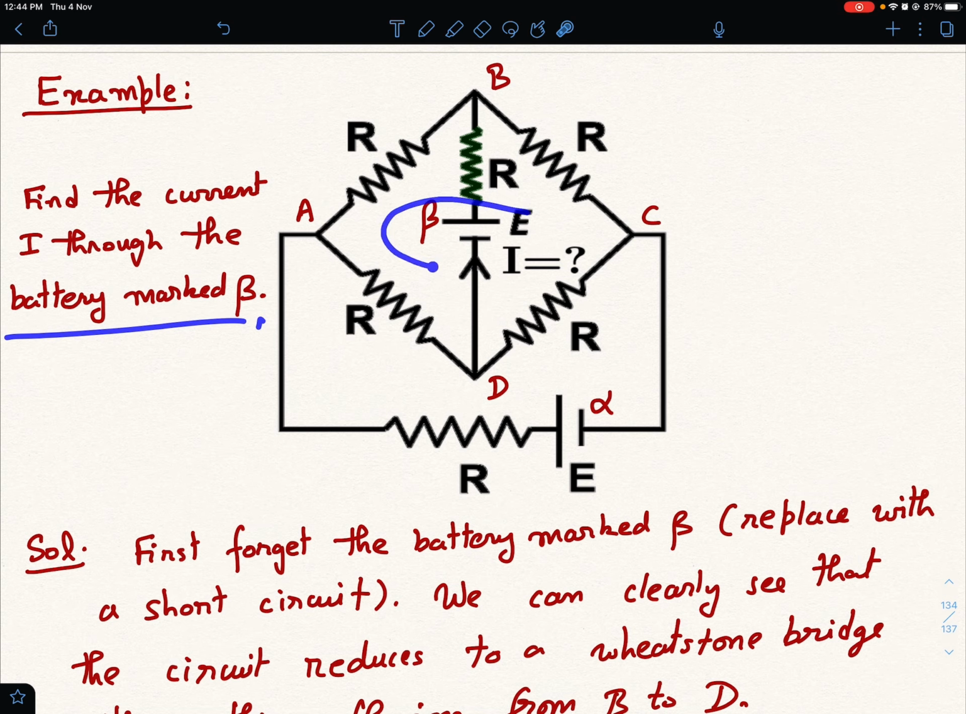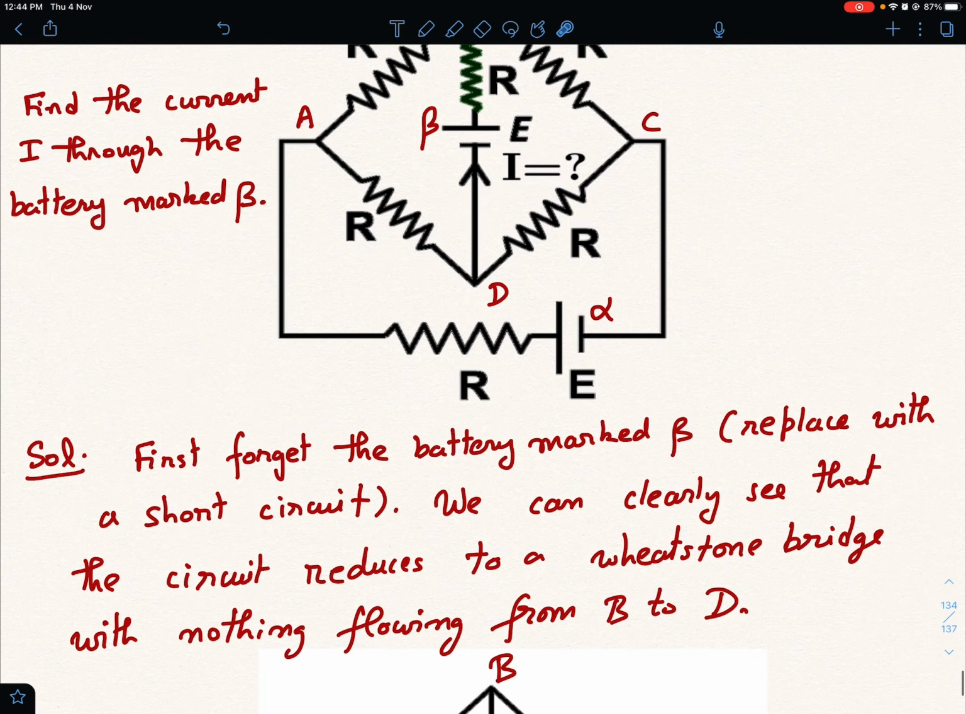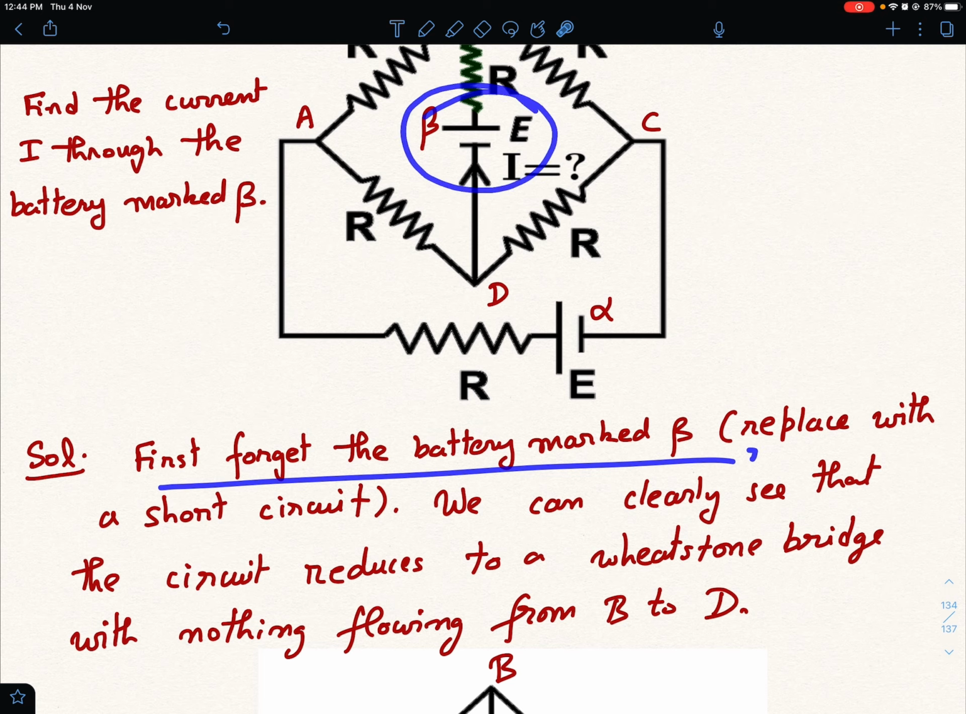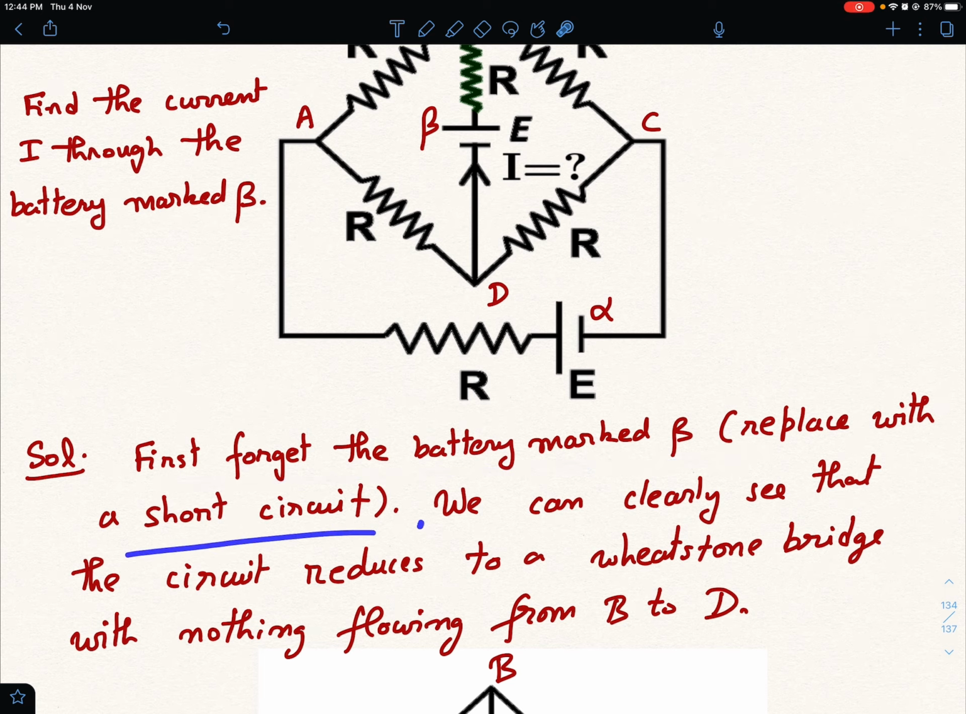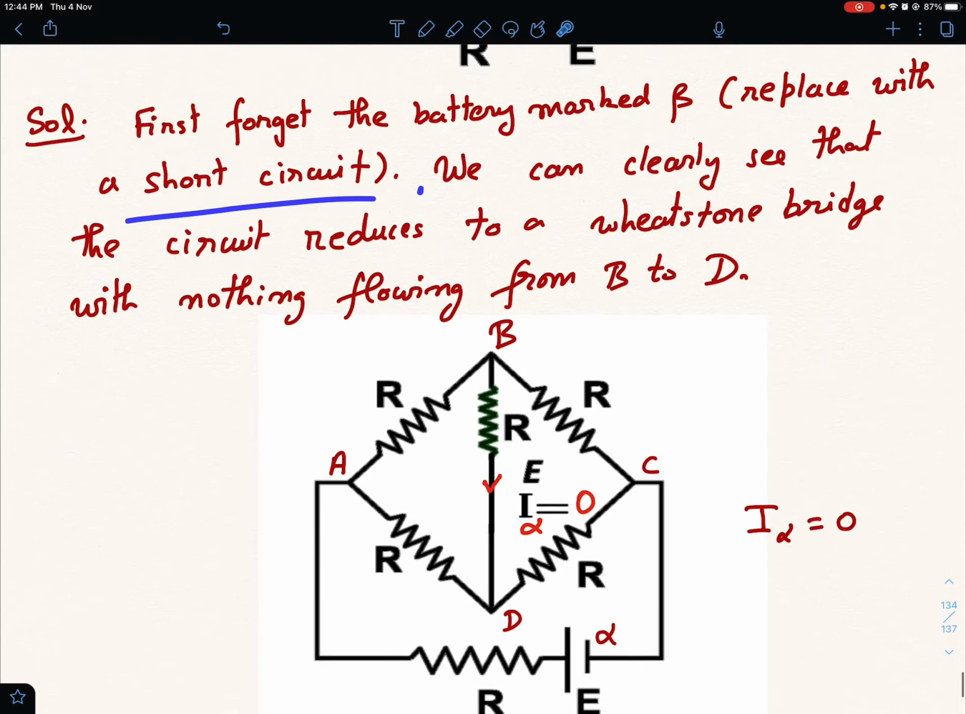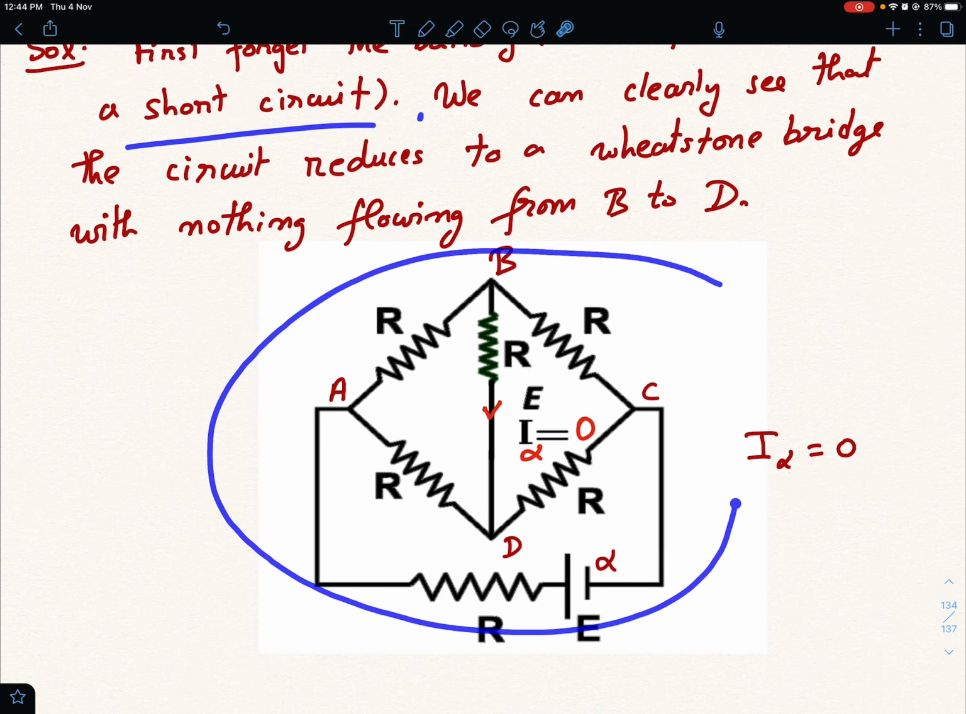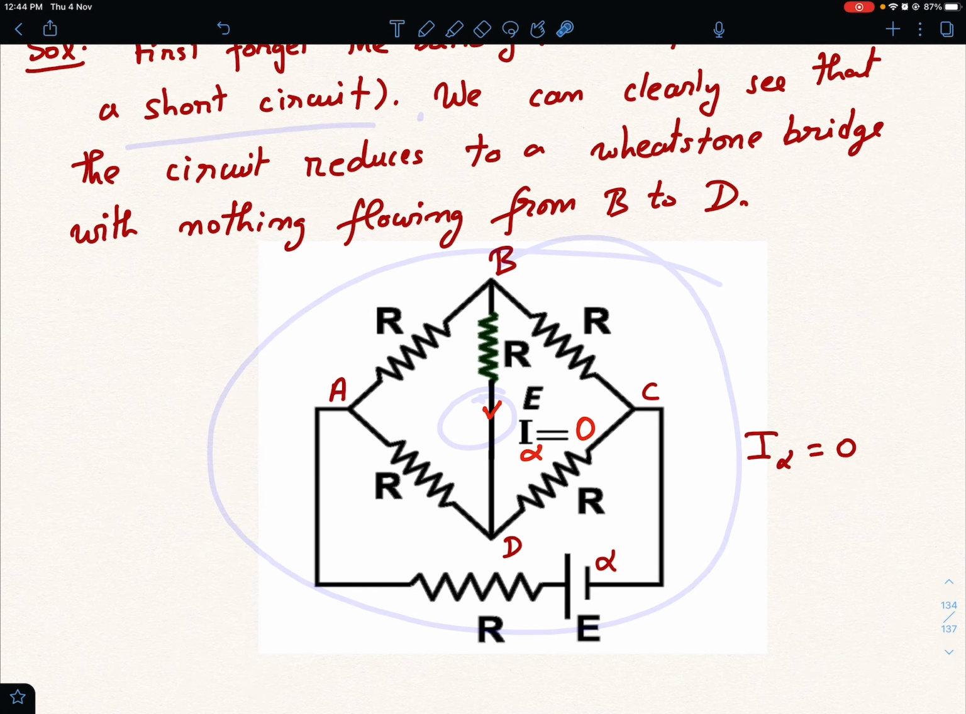So now I am going to present to you a cute example. Here we have to find the current I through the battery marked beta. So this is the battery marked beta and there is another battery marked alpha, and I want to find out the current through this battery, okay. So what do I do? According to the superposition method, we can consider one battery at a time and replace the other battery by a short circuit. So let us first forget the battery marked beta. Let us forget this battery and replace it with a short circuit, okay. You remove this battery and you connect it with a short circuit.